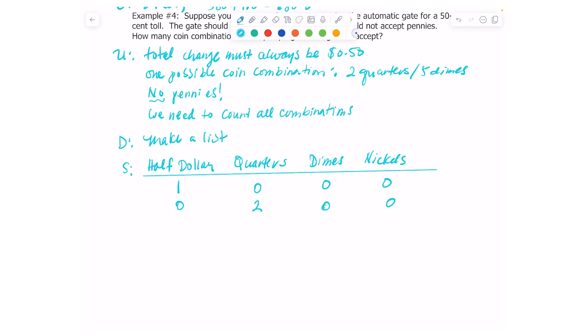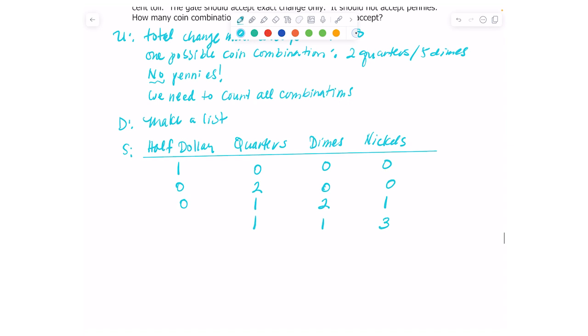Sticking with quarters only, I could do 1 quarter. That would give me 25 cents. And then maybe I could do 2 dimes. That would give me another 20 cents. So that's 45 cents plus a nickel. There's your 50 cents. I could do 1 quarter, and maybe instead of doing 2 dimes, I could do 1 dime, right? That would give me 35 cents, and then I would just need 3 nickels for 15 more cents. 35 plus 15 is 50.